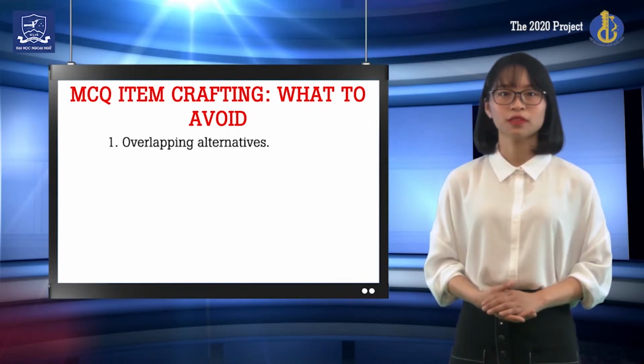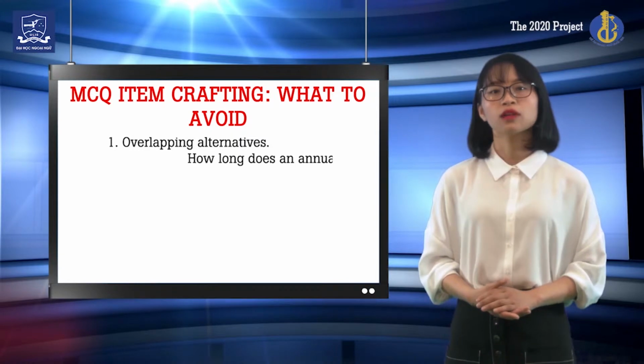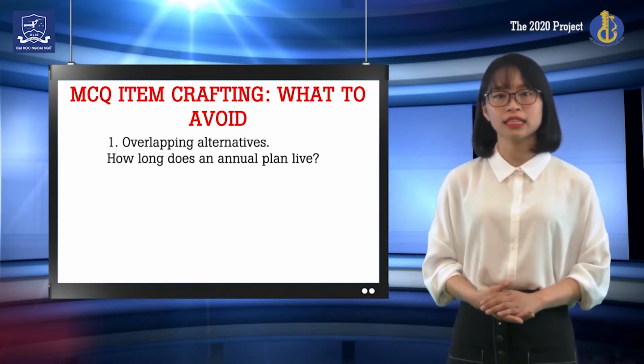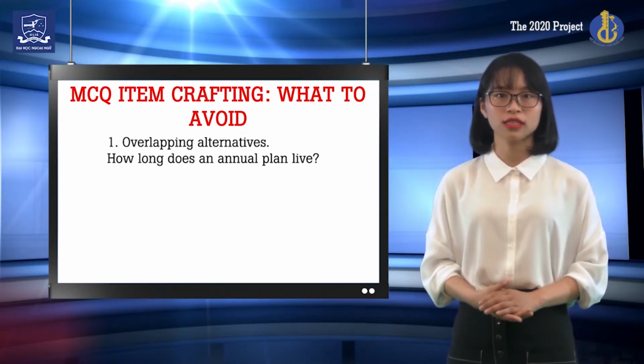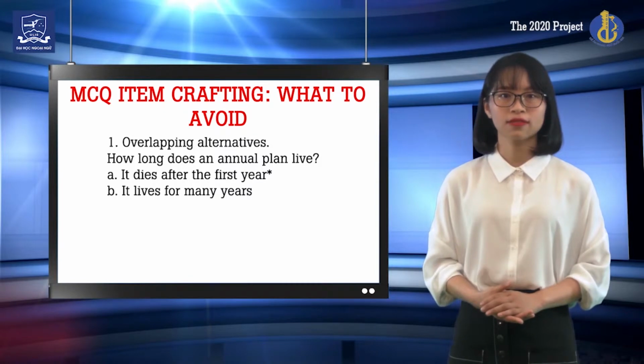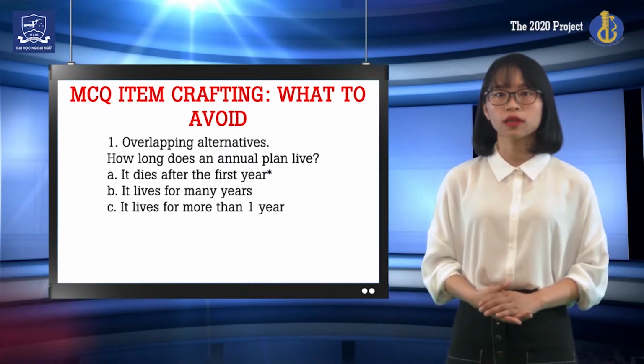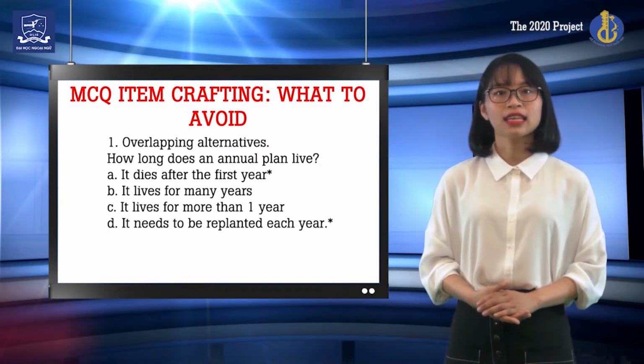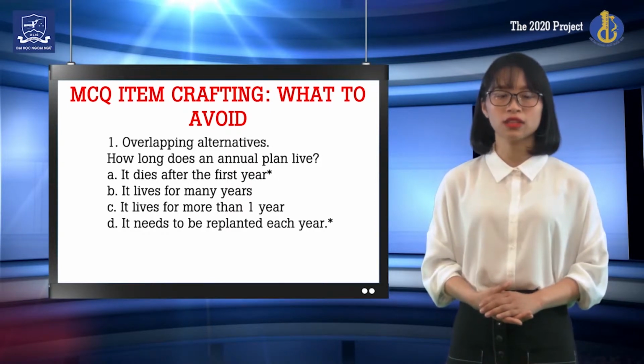For example, the stem is, how long does an annual plant live? Here are some alternatives. A. It dies after the first year. B. It lives for many years. C. It lives for more than 1 year. And D. It needs to be replanted each year.